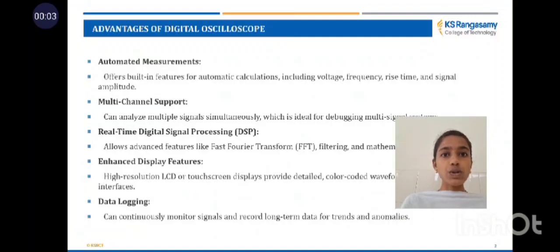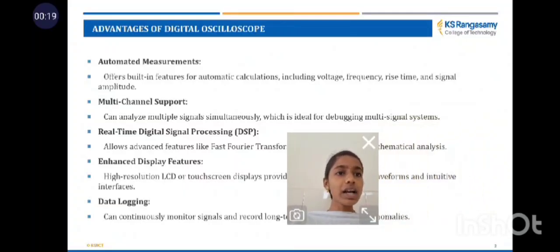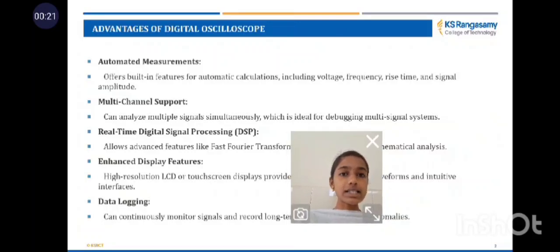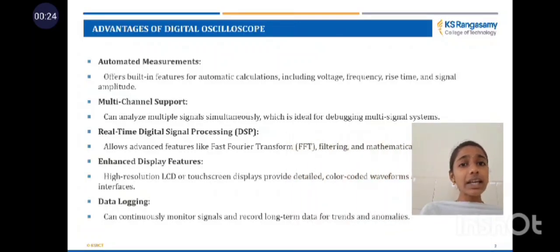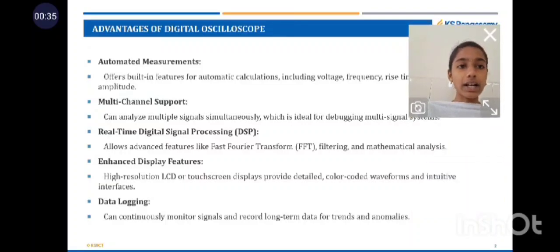Advantages of digital oscilloscope. Automated measurements: built-in features for automated calculations including voltage, frequency, rise time and signal abilities. Multi-channel support: can analyze multiple signals simultaneously, which is ideal for debugging multi-signal systems. Real-time digital signal processing (DSP) allows advanced features like fast Fourier transform (FFT), filtering and mathematical analysis.